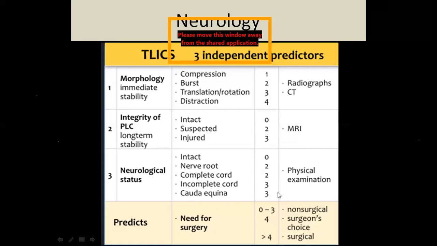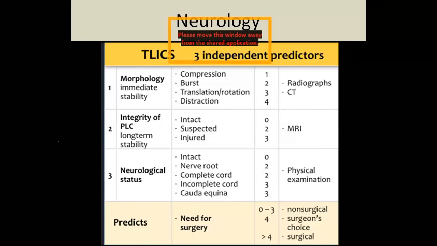I repeat, the neurology is intact, 0 points. Only nerve root involvement is there, 2 points. Complete cord injury, 2 points. Incomplete cord injury and cauda equina syndrome, 3 points. You might wonder, why have they given lower points for complete cord injury and more points for the incomplete cord injury?